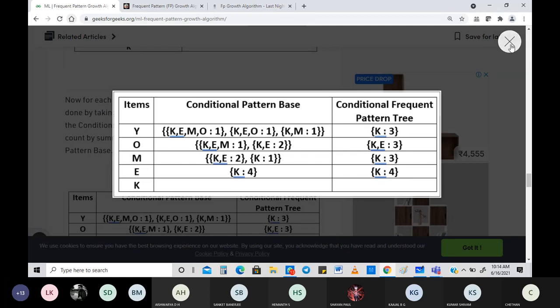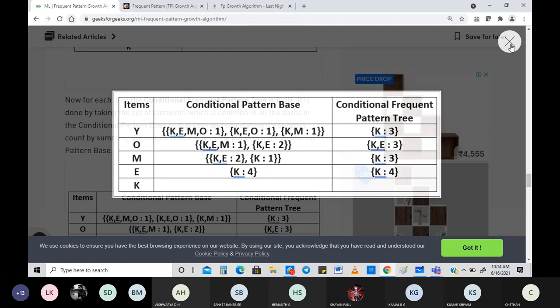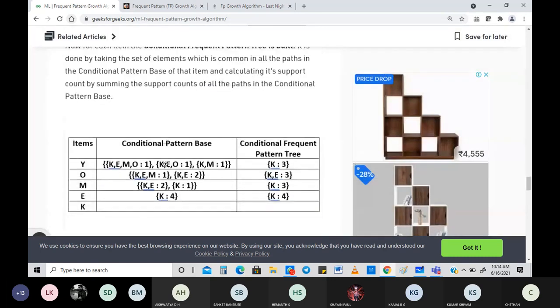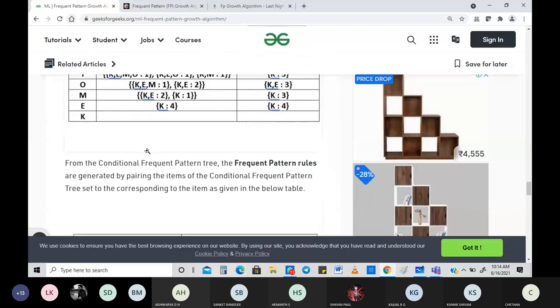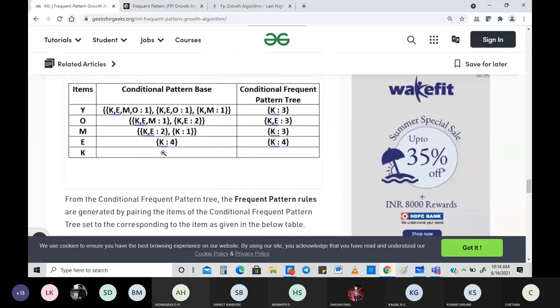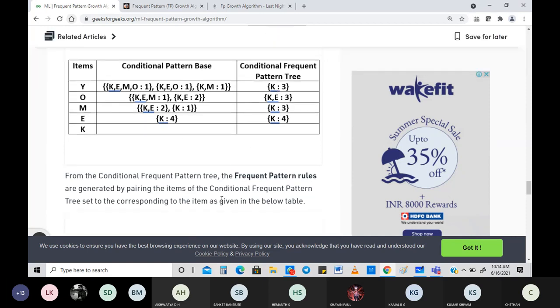This is the last part of it, the conditional frequent pattern. See, this entire thing is written. Then what is the next thing? Be careful with the tables, how they are changing. For each and every table, the next table has something which we have taken from the previous table. That's very important.